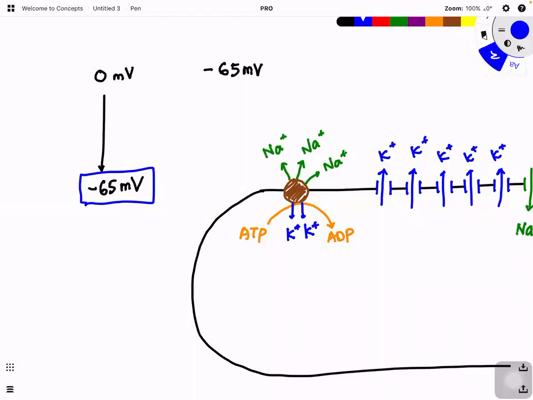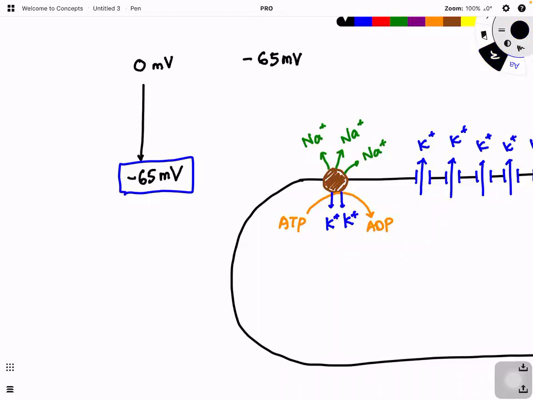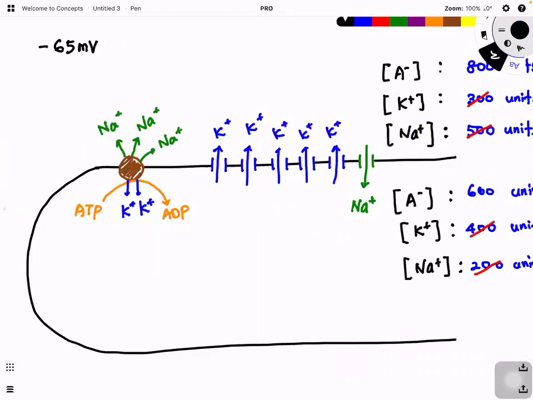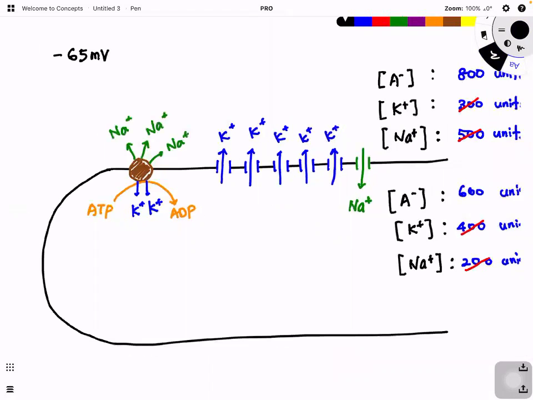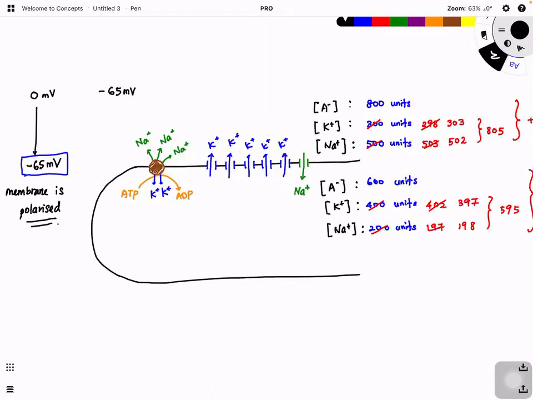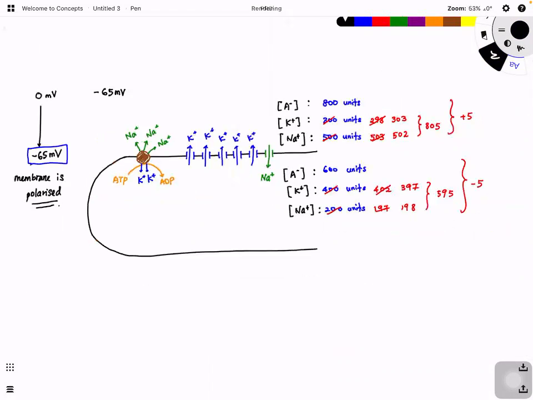At -65 millivolts, we say that the neuron membrane is polarized. Are you clear? Because one side positive, one side negative. Outside positive, inside negative. Okay, so this is how the two mechanisms help us to establish the membrane resting potential at -65 millivolts.